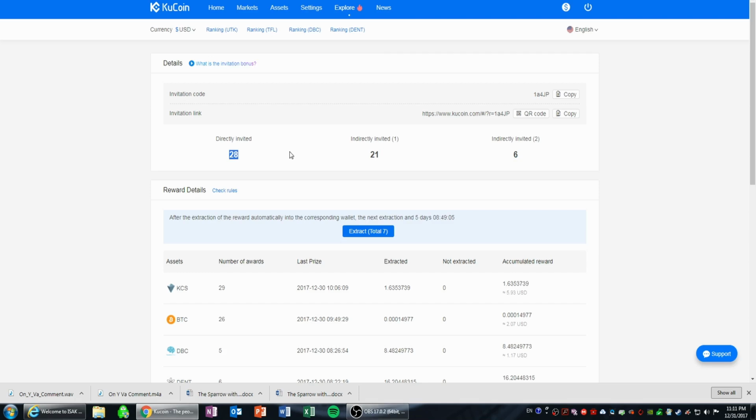So as you can see here, of the 20 people I've invited, they've invited 21 and 6 for me, but that's going to get bigger and bigger. Eventually that's probably going to get into the hundreds. Especially if I turn the amount of invites I have into 100, that's going to get into maybe even the 500s or the thousands.